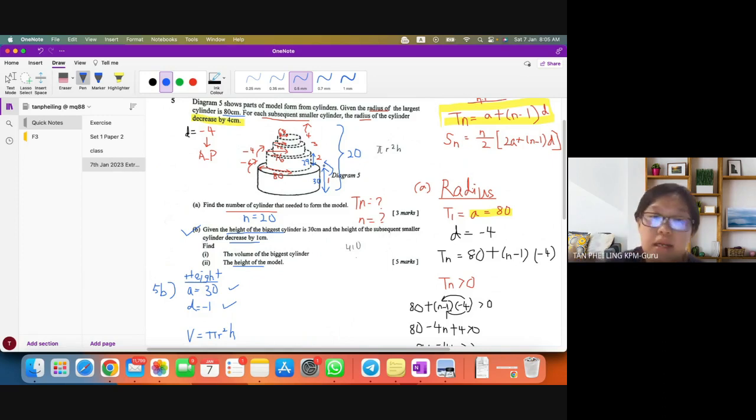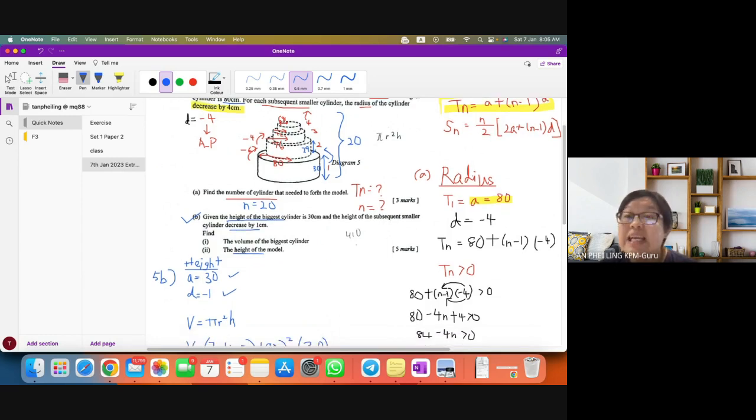The one in red color, which is the radius, and the one in blue color. So I hope that you will understand when you do it, you have to make sure that you are clear on which one is the one progressing. Is it the radius, is it the height, or is it the volume that is progressing in a certain pattern? Then only you can be clear.